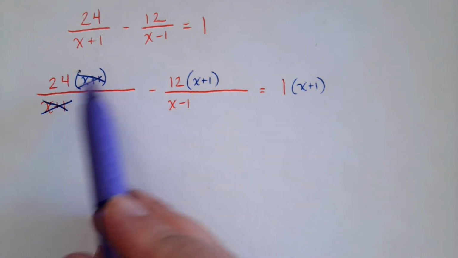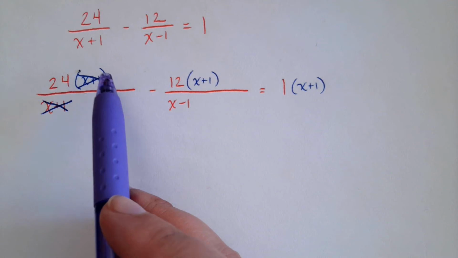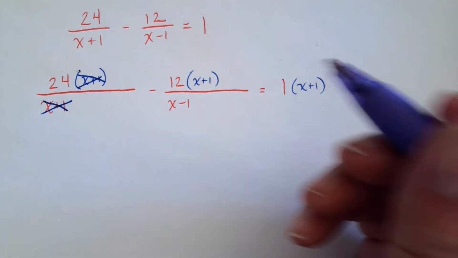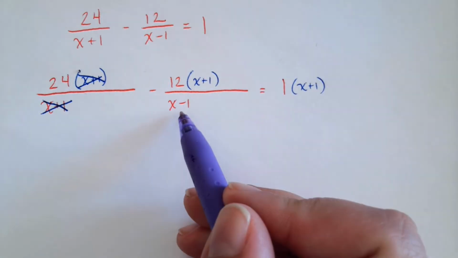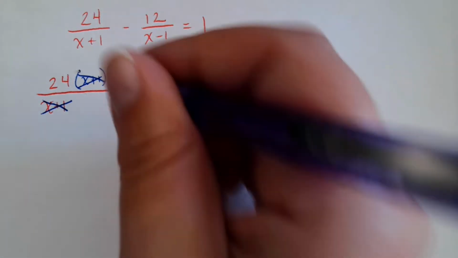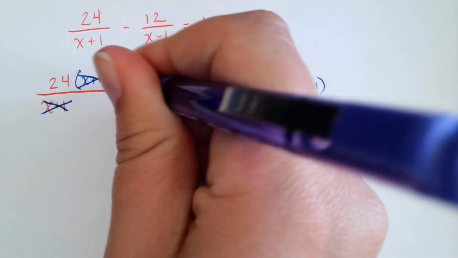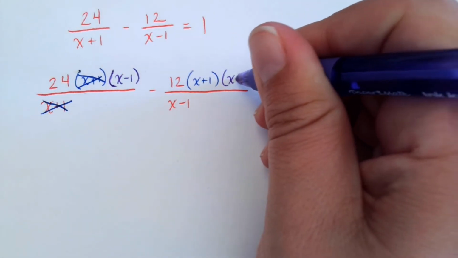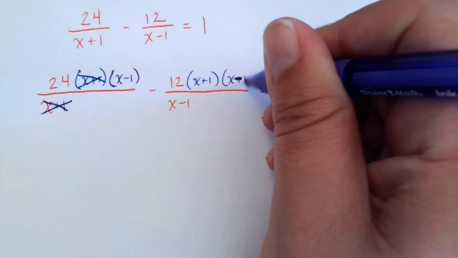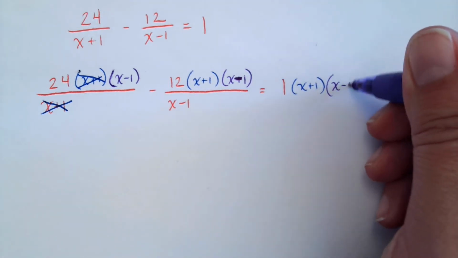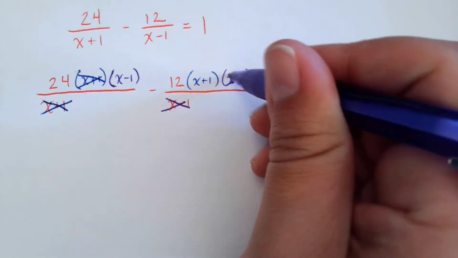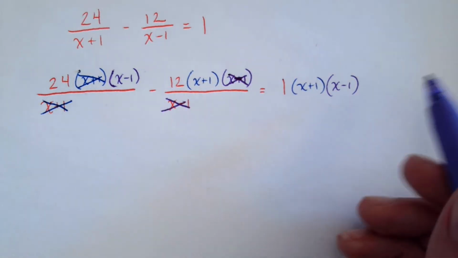Okay, so I fixed this fraction. It's no longer a fraction. I'm pretty happy about that. But I still have this one over here, and I can't have that. So I need to get rid of this x minus 1. Same thing. I'm going to put an x minus 1 here, and to balance it, an x minus 1 here, and an x minus 1 here. Now, here the x minus 1 cancels, and everywhere else it stays the same.